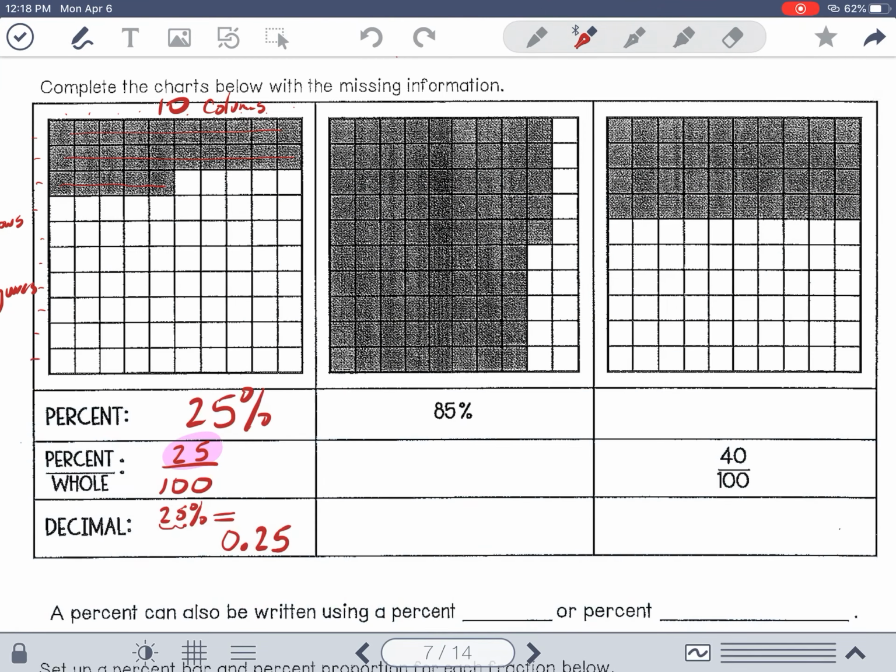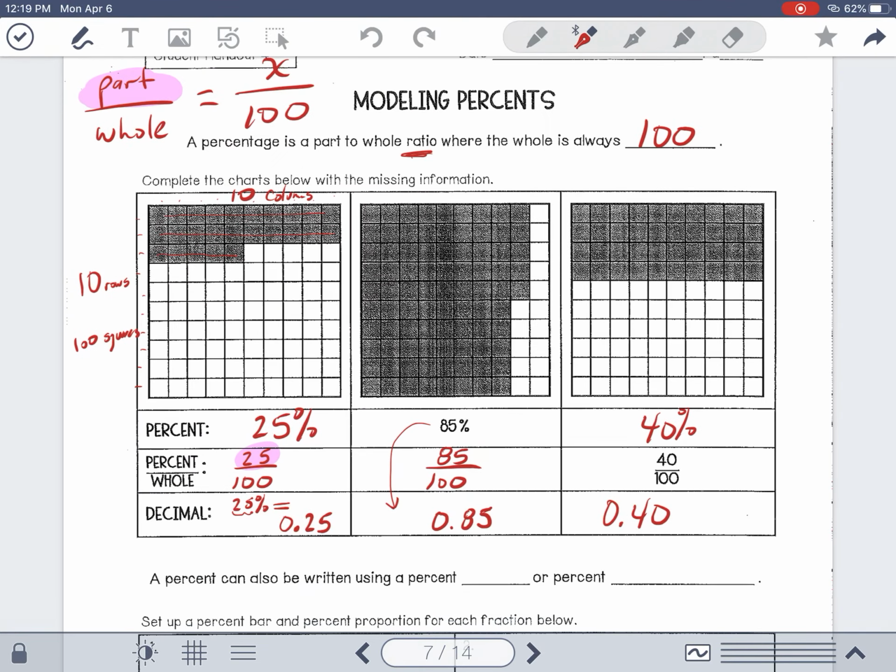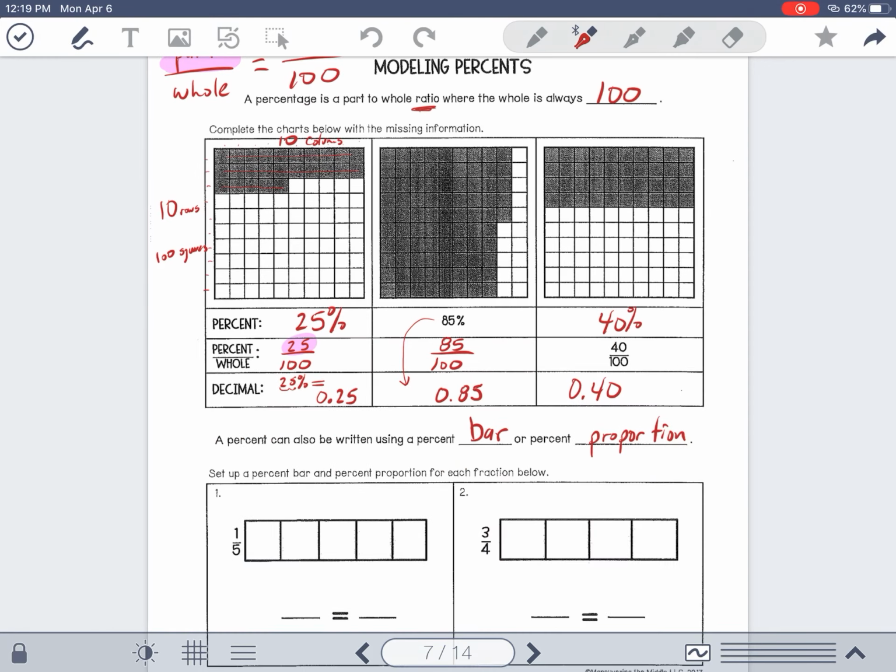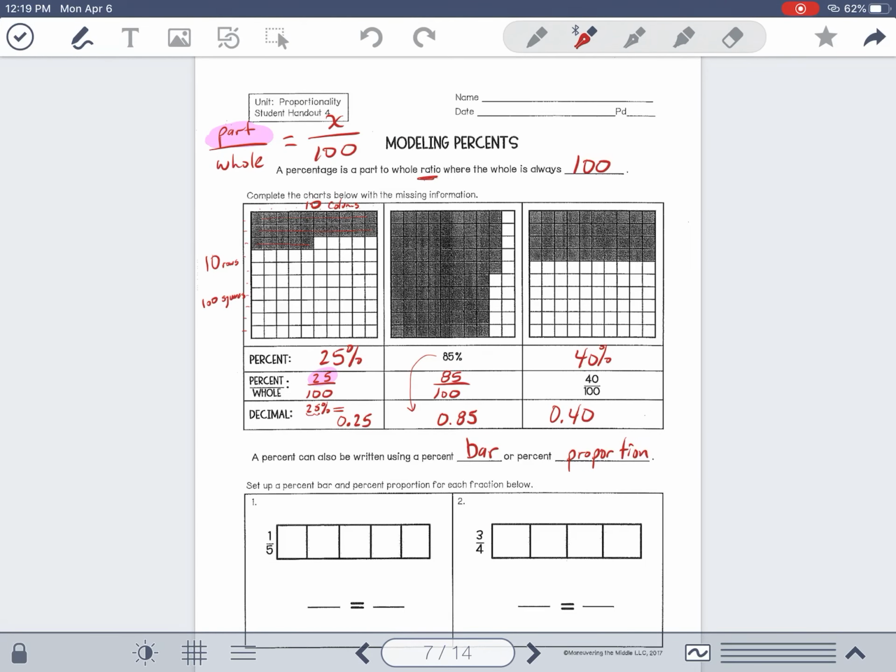If it's 85%, that's the part. What's the whole? Yes, the whole thing is still 100. To convert a percent to decimal, you just move the decimal place and you get 0.85. Over here you get 40% and then 0.40. Now a percent can also be written using a bar model or a percent proportion. We're not going to be setting those up at this point.